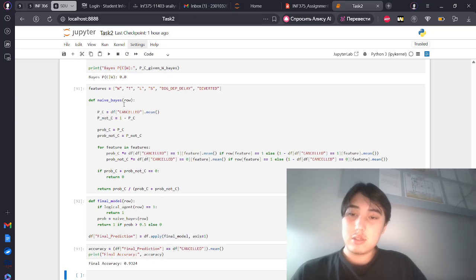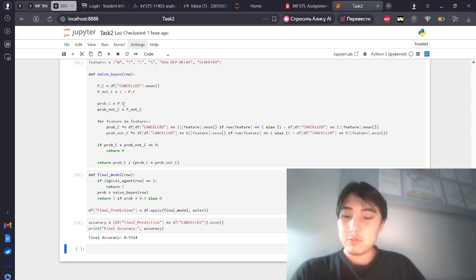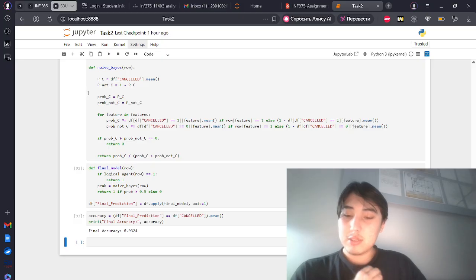And the next one is the naive Bayes. It predicts cancellation using probabilities of all features together. It multiplies the probabilities of each feature for the cancelled or not cancelled classes. Then it compares the results and chooses the class with the higher probability.